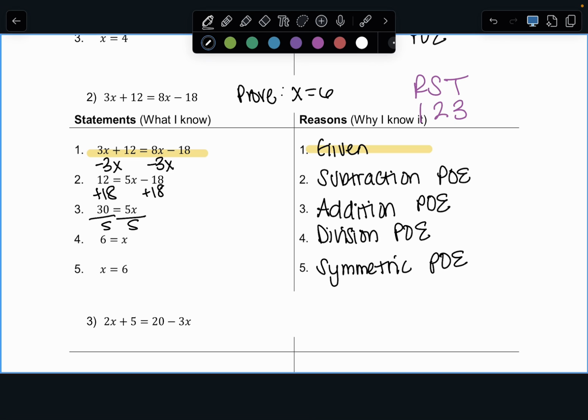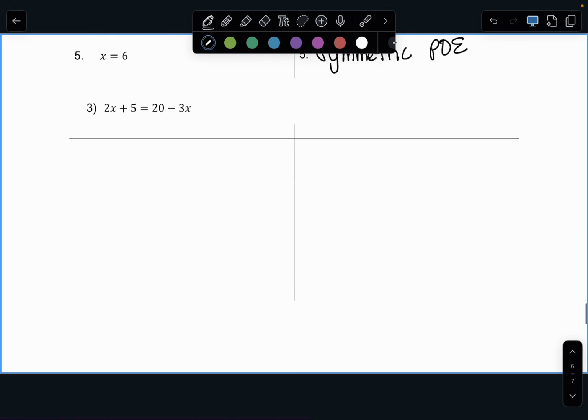Questions on that one? Okay, next one is completely blank. What should I call my left-hand column? Statements. That is what I know. It's the algebra. What should I call the right-hand column? Reasons. That's why I know it. That's my POEs.